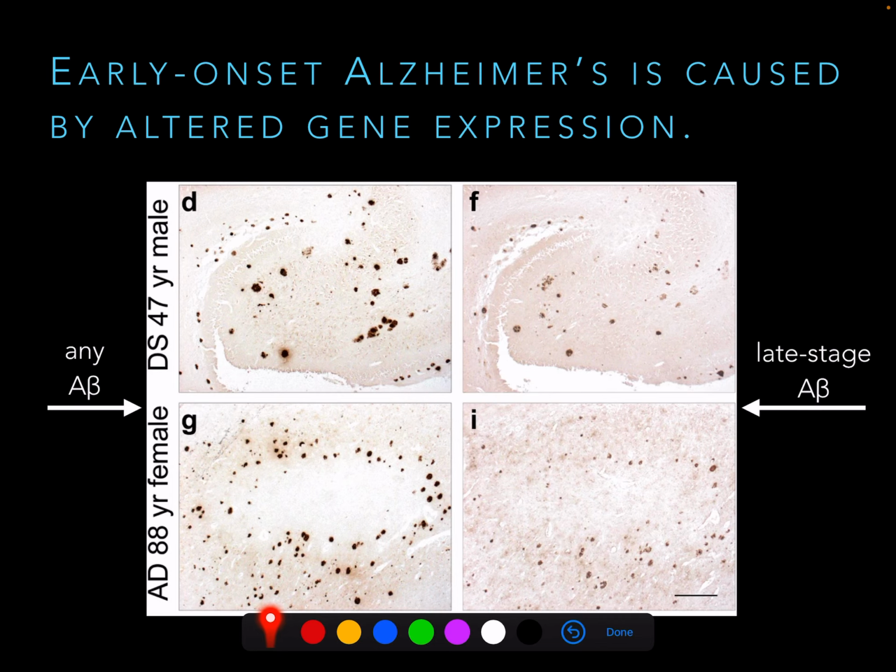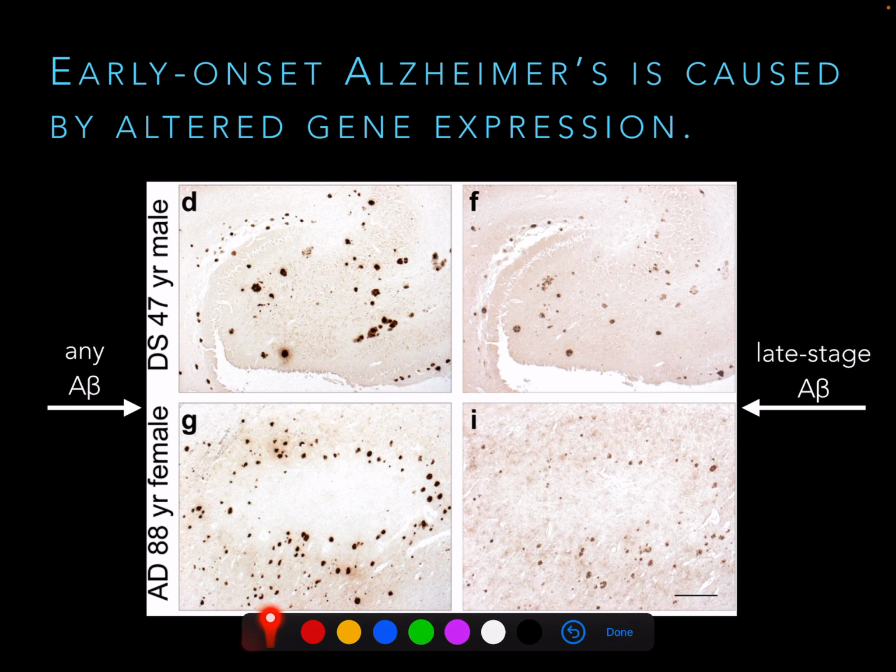Now, here we can actually see plaques in a 47-year-old male with Down syndrome. So we're looking at a slice of his hippocampus here, and notice all these dark aggregates. Those are the plaques. This is not what a 47-year-old's hippocampus should look like. This looks very much the same as an 88-year-old female with Alzheimer's disease. So over twice, nearly twice this gentleman's age. About the same number of plaques here. So this is early onset Alzheimer's disease.